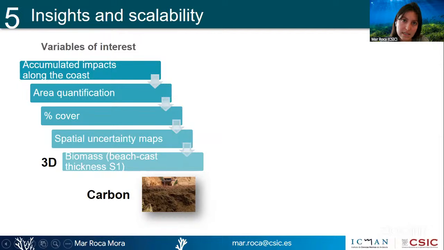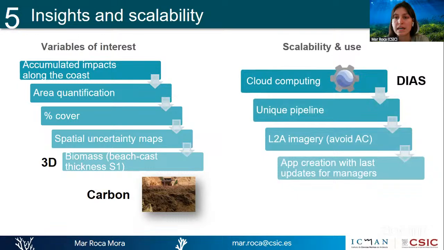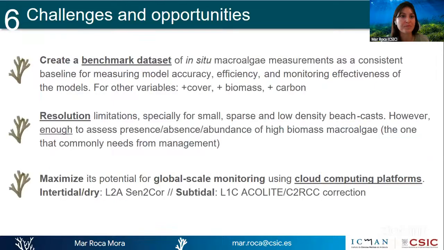And with that biomass quantification, then extrapolate to carbon if we have carbon in situ measurements. And to scale the solution, I am using Google Earth Engine in this workflow, but we can use other cloud computing platforms like the DIAS of the European Space Agency. Use a unique pipeline. For this case, we can use level 2A imagery, so we are avoiding the computational effort of the atmospheric correction. And then, as was also shown, creating these apps for decision makers makes this information really available to be used.